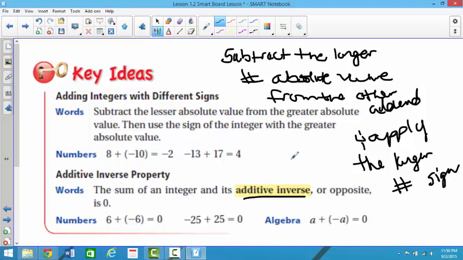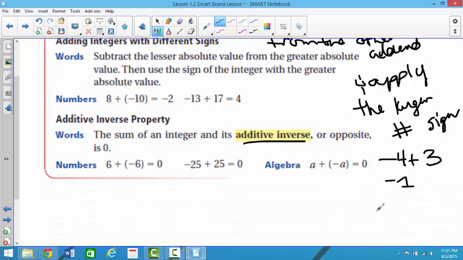So if I have a negative 4 plus 3, the absolute value of negative 4 is 4, the absolute value of 3 is 3, so the negative 4 is larger. In other words, you ignore the signs, and 4 is bigger than 3, so you subtract 4 minus 3, and 4 minus 3 is 1. But because 4 is the larger number, you apply that number's sign, so it's a negative 1. So you subtract them and apply the larger number's sign.